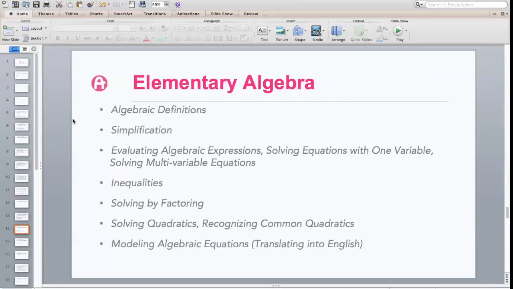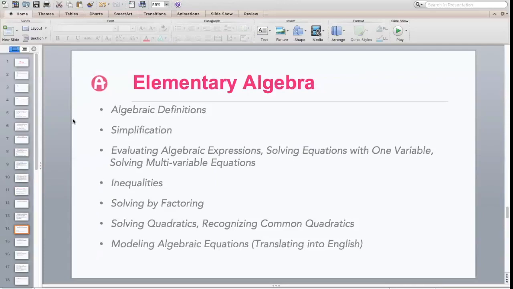The ACT in particular loves asking questions that require them to recognize common quadratics. So it might be a perfect square multiplied by a factor. It might be difference of squares. But if the student is familiar with the patterns or has memorized them, that will definitely help save time.